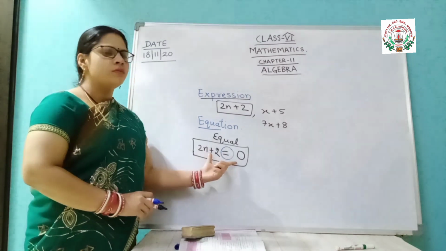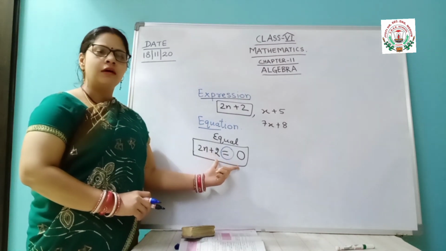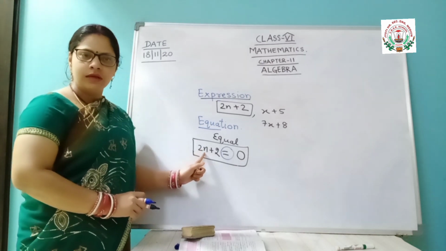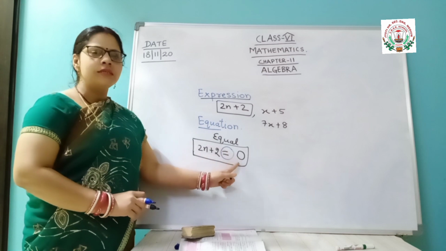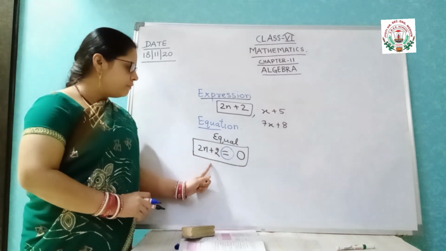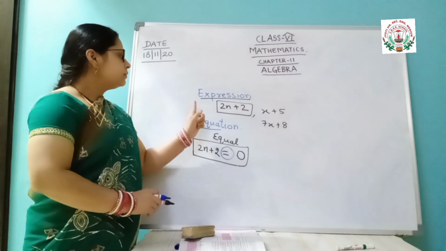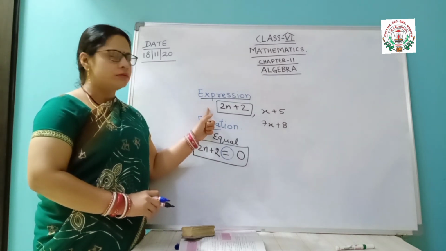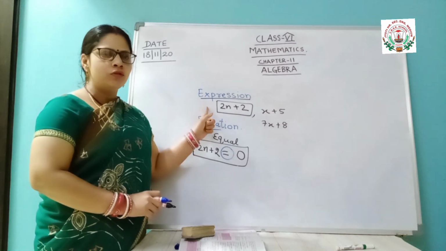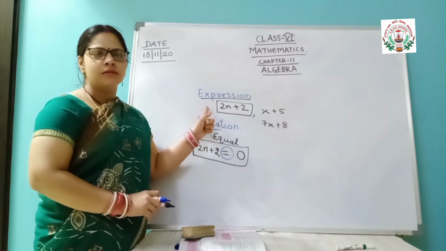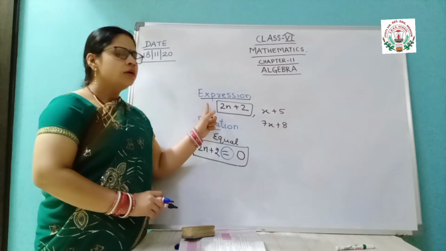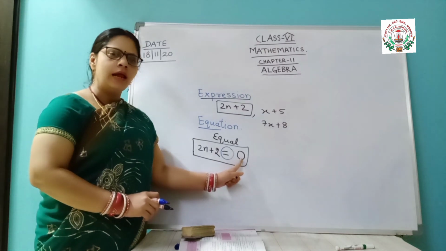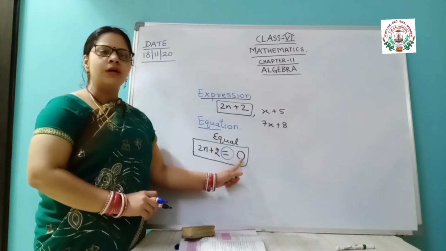Okay, and this equation you can solve and get the value of that variable. Here we have one variable, n. So when you solve this equation, you can find out the value of this variable. But if only an expression is given, you cannot get the value of the variable. खाली एक्सप्रेशन दिया है तो हम वेरिएबल का वैल्यू नहीं पता कर सकते. But if that expression is equal to something else, then you can solve that and also find the value of that variable.